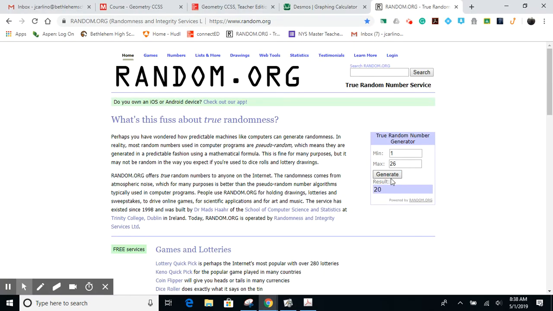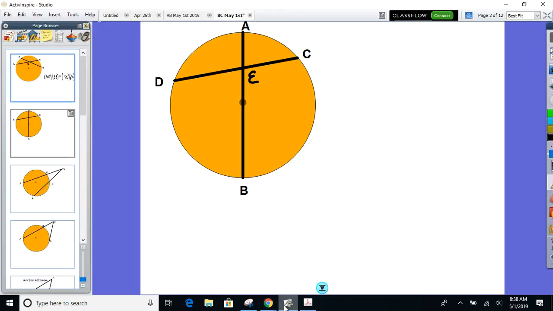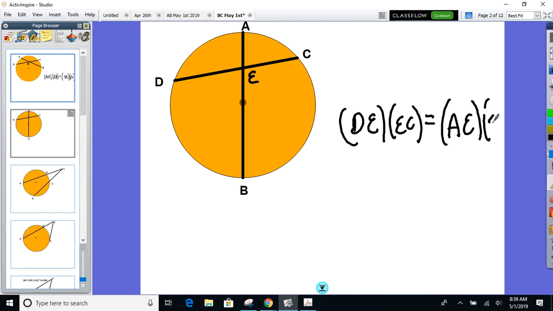DE times EC is the same as, okay, good. What I noticed on Monday when we went over this is you guys like to go from the center to here to say that's the part. No, it's where they intersect. So AE times the other part, EB. Don't go from the center when you give me the segment here. Everyone all right on that?